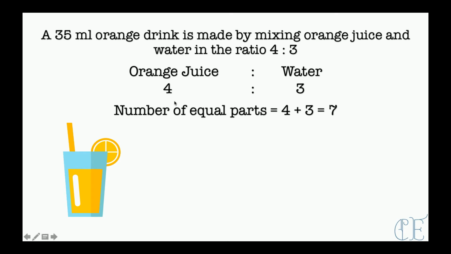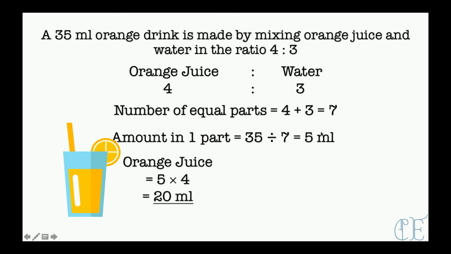The number of equal parts altogether is 7, so 4 plus 3 is 7. Now because the orange juice has 4 parts, and there are 7 parts altogether, and we're sharing 35ml between these 7 parts, we need to do 35 divided by 7, which gives us 5. If 4 parts are orange juice, then I need 4 of these. So 4 times 5 is 20. If 3 parts are water, then I need 3 of these. So 5 times 3 is 15ml. So that's our answers. And if we check, 20 add 15 does make 35. So we know we're right.